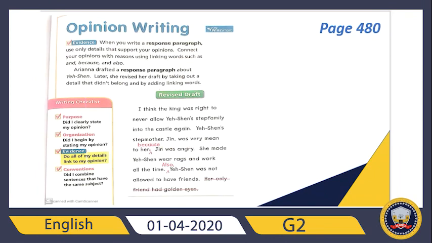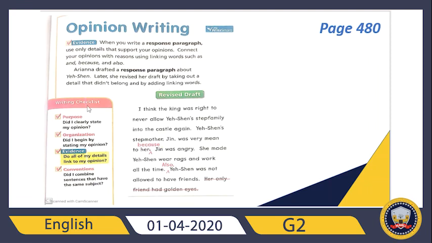Let us see what example they have given us. When you write a response paragraph, use only details that support your opinions. Connect your opinions with reasons using linking words such as and, because and also. Ariana drafted a response paragraph about Yixin. Later, she revised her draft by taking out a detail that did not belong and by adding linking words. So here she has written her opinion about Yixin. She has added some linking words in order to make her paragraph stronger than before.